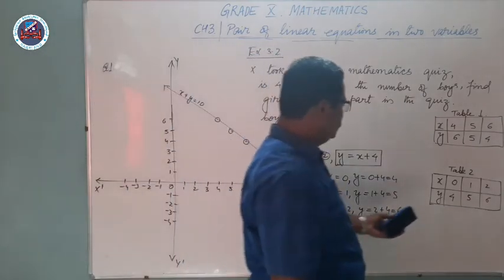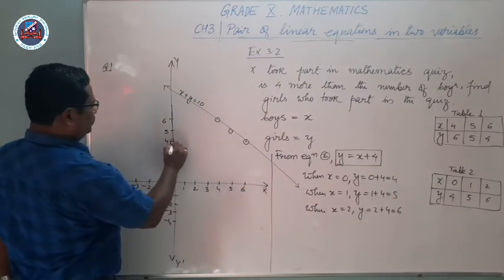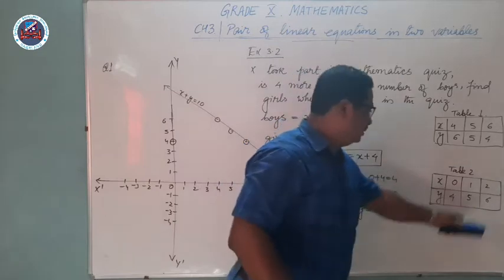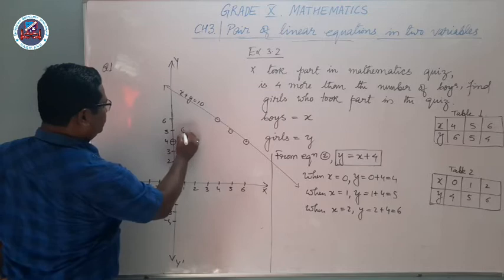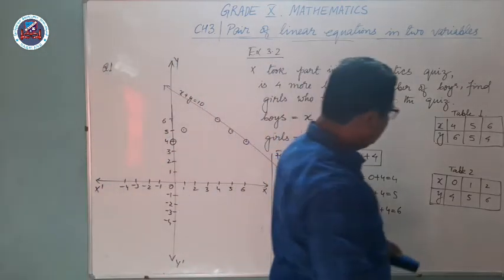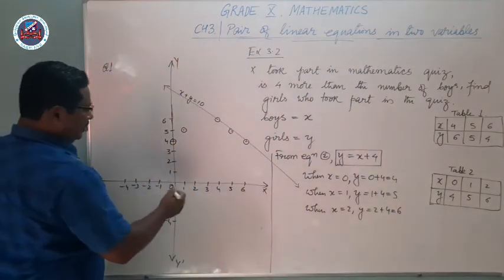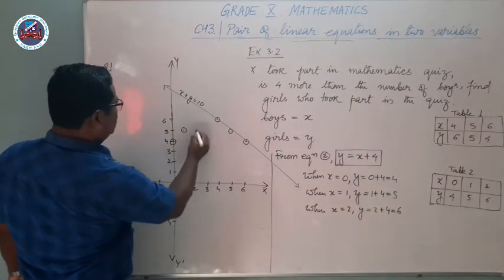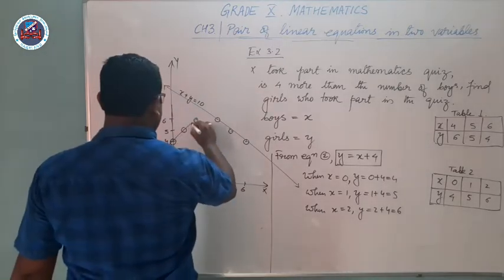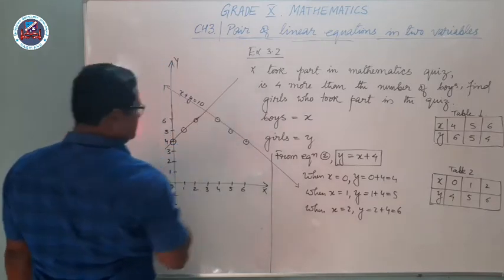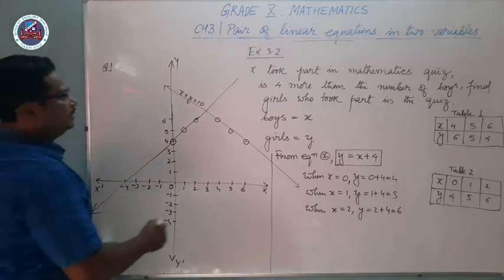Then from the table, when x is 0, y is 4, it's here. When x is 1, then y is 5. After that, when x is 2, then y is 6. Then you join these three points with a line. It will look like this. This is for the second equation.